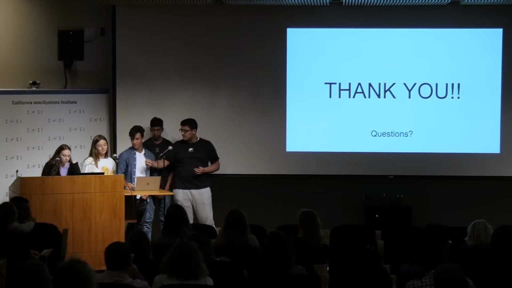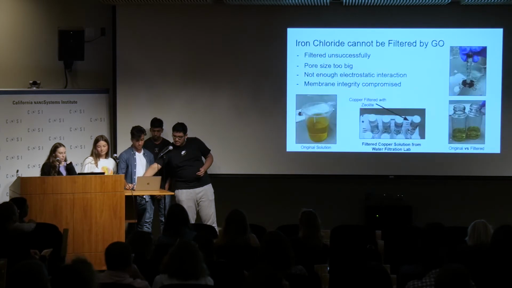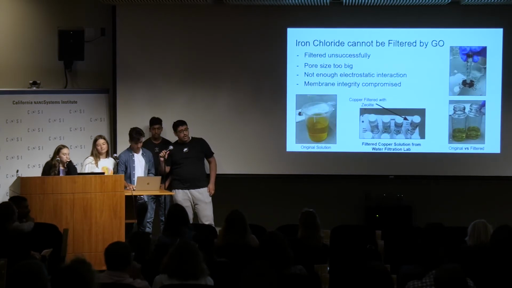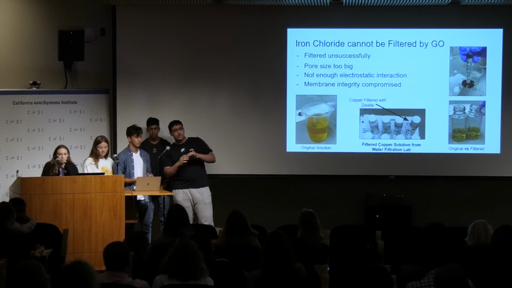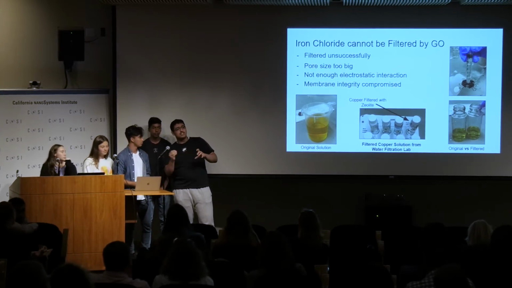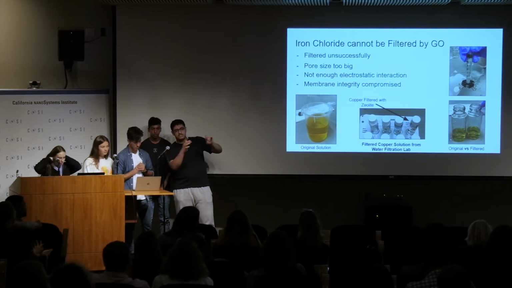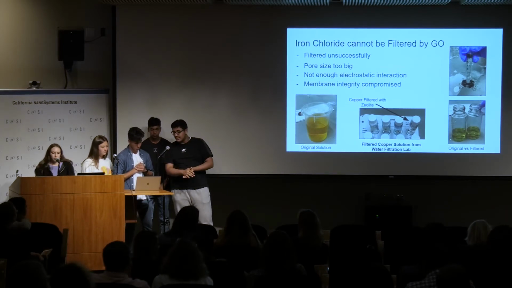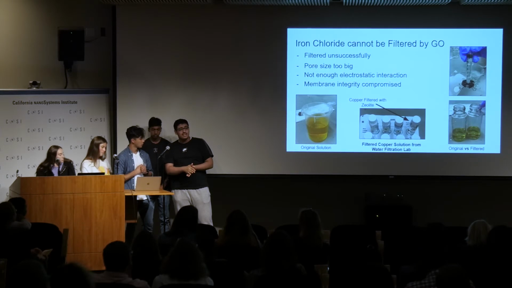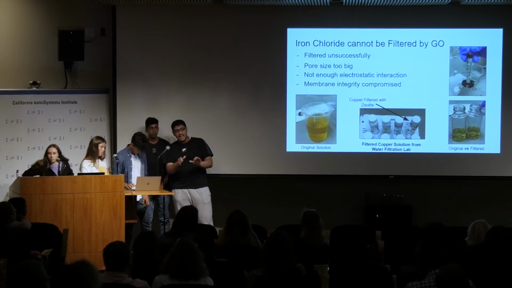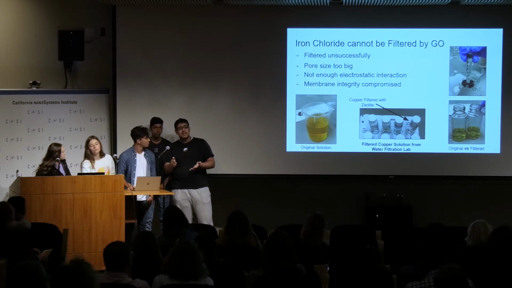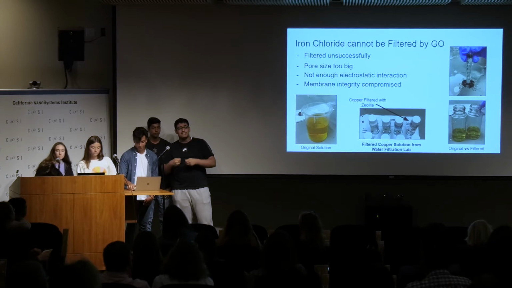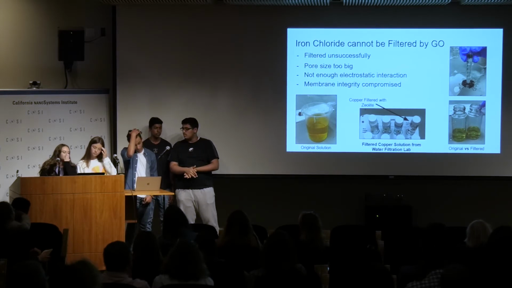So if you can go to the slide, the iron, yeah. So we speculated that maybe the pore sizes were too big, and so that allowed the iron ions to actually pass through the pore size. Like if it was too big, it's just going to pass through. We also speculated that maybe there wasn't enough electrostatic interaction between the graphene oxide and the iron itself. And finally, we also speculate that it might have been something to do with our membrane integrity when we synthesized the GO.